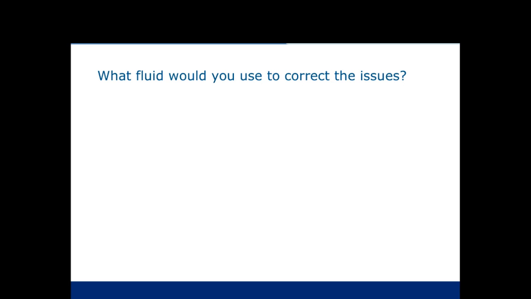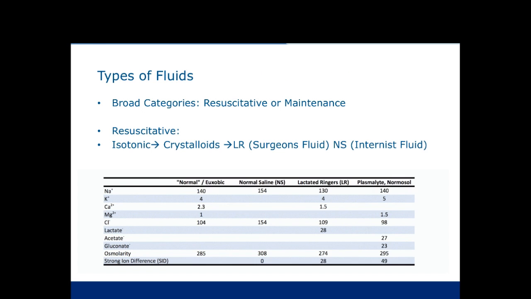So now, what fluid would you use to correct the issues? We have a hypokalemic metabolic alkalosis. So let's talk about fluids. We have resuscitative and maintenance fluids. Resuscitative fluids are isotonic, so we're going to talk about crystalloids, which have crystals in them, and that's how I would think about it. You have the LR, which is called the surgeon's fluid, and normal saline, which is called the internist's fluid. That's just a little trivia.